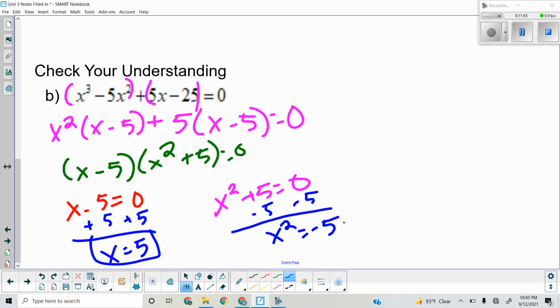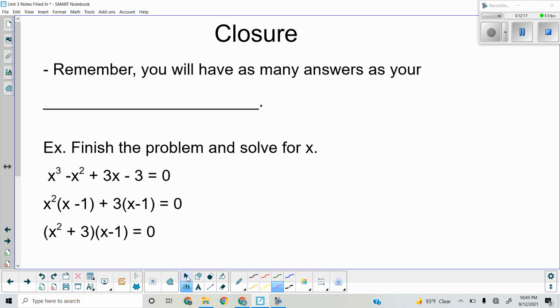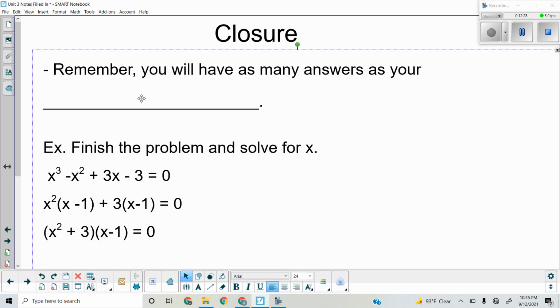And then we have to square root both sides. So we get x equals plus or minus i square root of 5. Don't forget, because we took the square root of that negative, that i came out. So this is one of our solutions. Remember, you will have as many answers as your exponent.